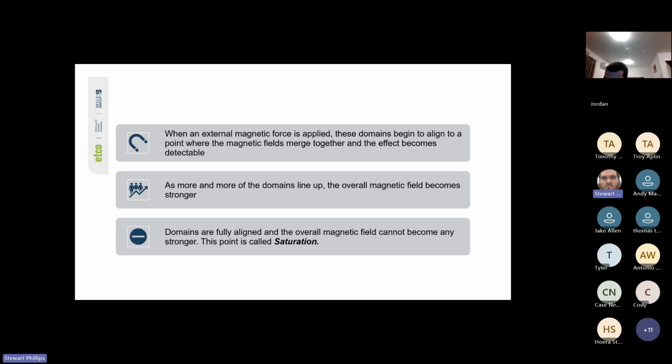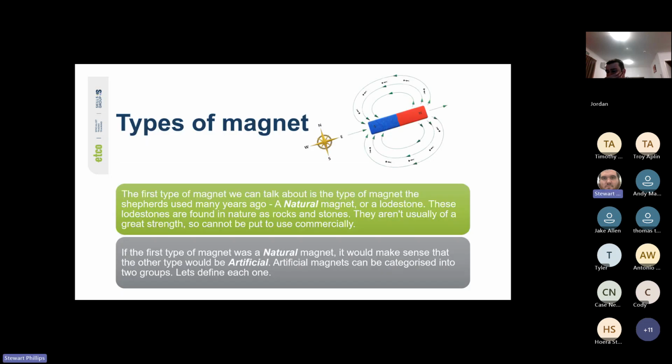So in unmagnetized materials, the domains are randomly oriented and the fields cancel each other out. Cool. So, types of magnets.